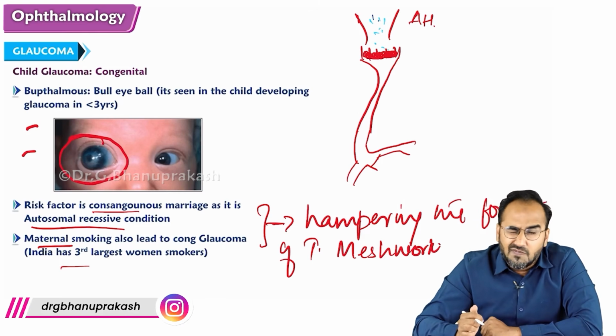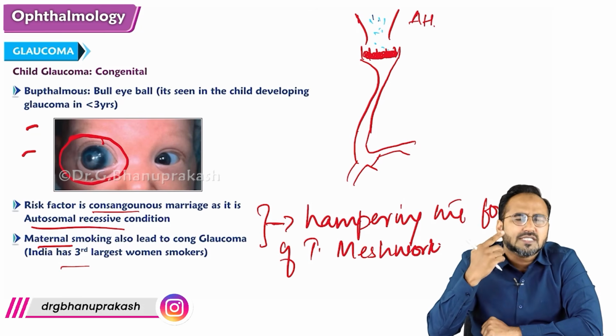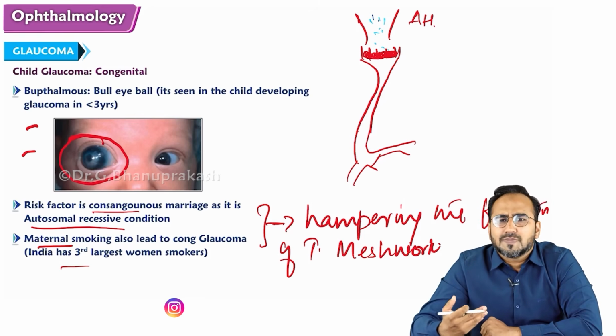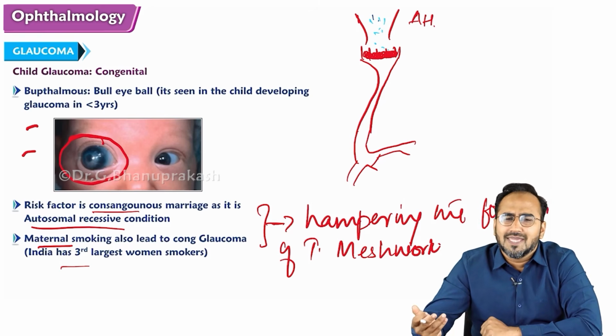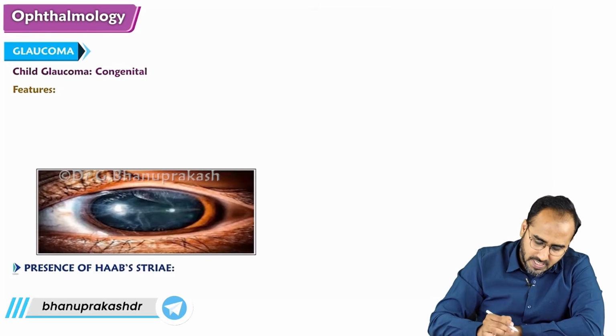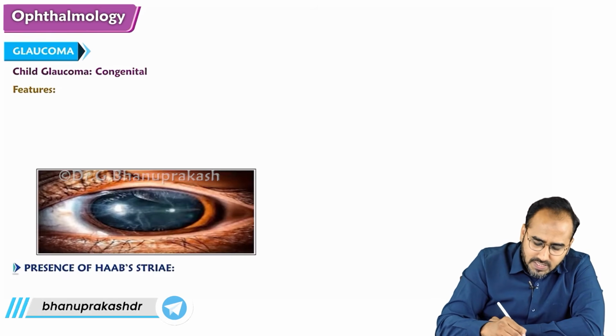The patient will have blepharospasm. Spasm of the eyelids is called as blepharospasm. The patient will have lacrimation. Blepharospasm, lacrimation, photophobia. These are the other features of congenital glaucoma. Right? The features of congenital glaucoma is what guys?